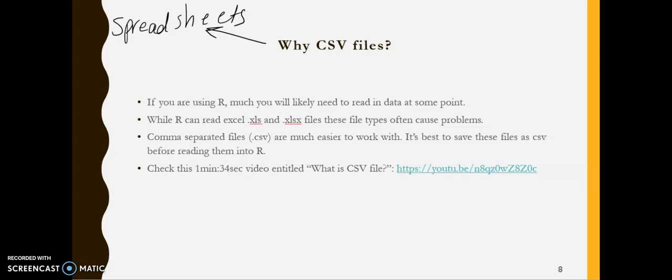CSV stands for comma separated values, and between Excel files and CSV files, CSV files are much easier to work with. It is best to save these files as CSV before reading them into R. While R can read Excel files with each of these extensions, XLS and XLSX, these file types often cause problems.